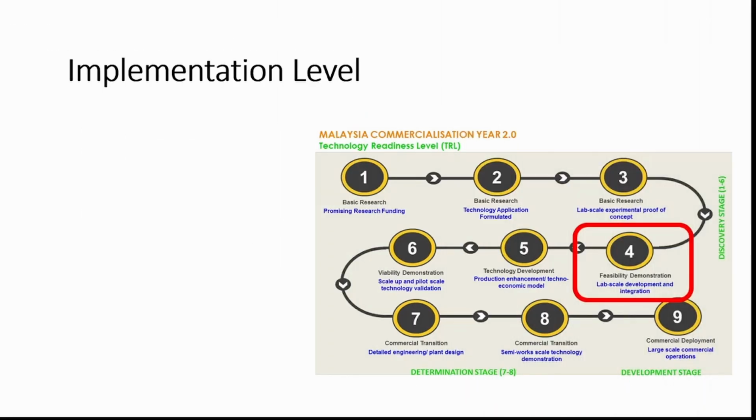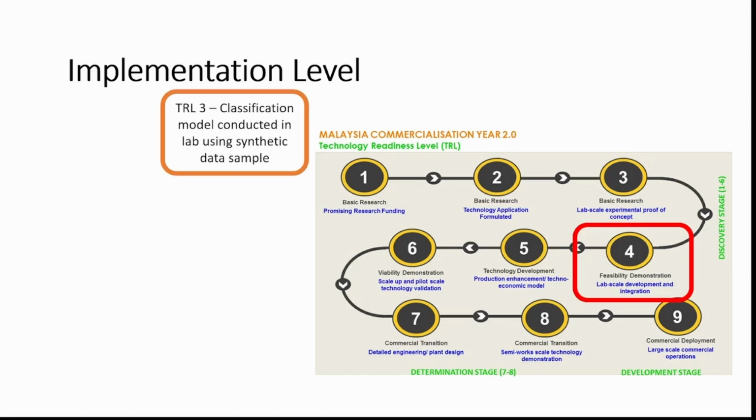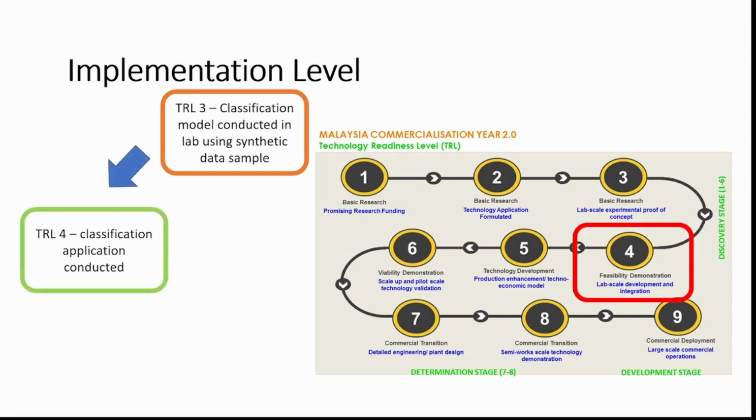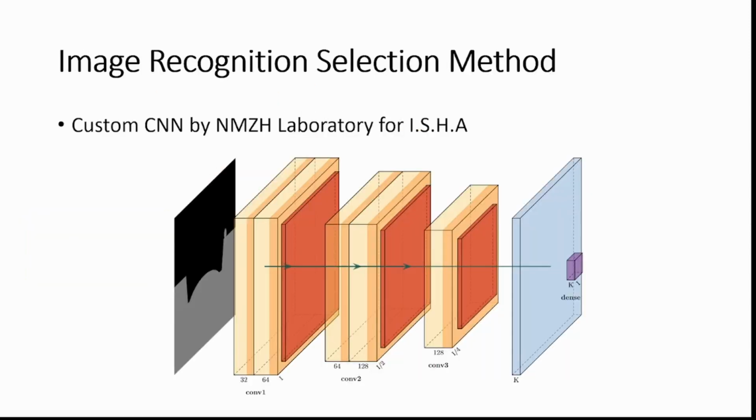Speaking about the implementation level, currently we are at level number 4 based on the Malaysian Commercial Year 2.0 technology readiness level. During TRL 3, basically the classification task for accuracy was conducted in the lab using synthetic data samples. Then we try to classify the application through finding the accuracy of tracing the failure by conducting into the NAPS.